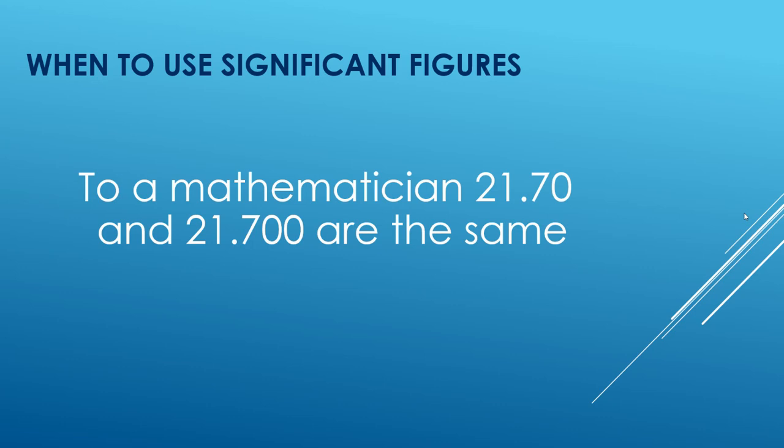So this quote right here: to a mathematician, 21.70 and 21.700 are the same. But to a scientist, that second number is more precise and indicates to the reader that a different tool was used than the one in the first number. In that second number, we used a more precise measuring tool than we did with the first number. So they're not quite the same thing. Even though they have the same value, they are not the same thing.